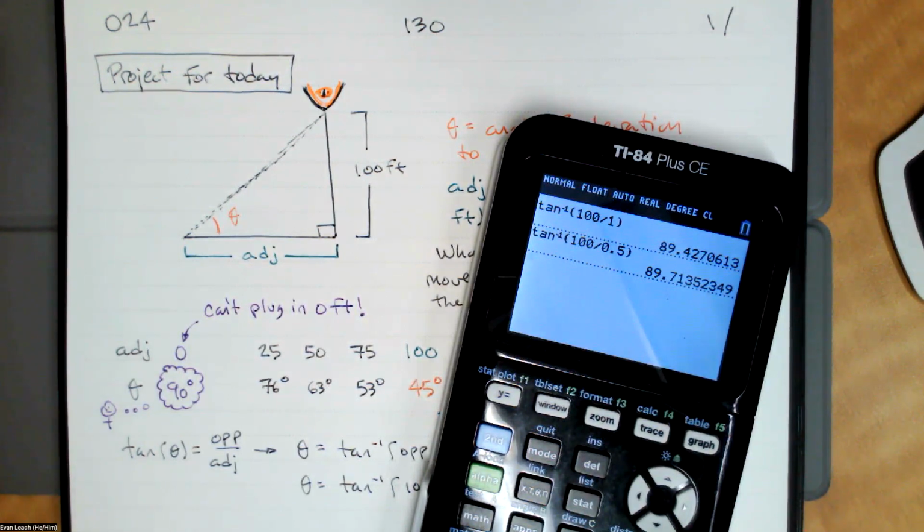So as we get closer, our angle is still going up. But notice that from this 1 to the 0.5, we went from 89.4 degrees to 89.7 degrees. It increased, but not by very much.